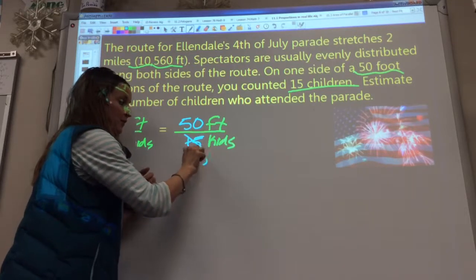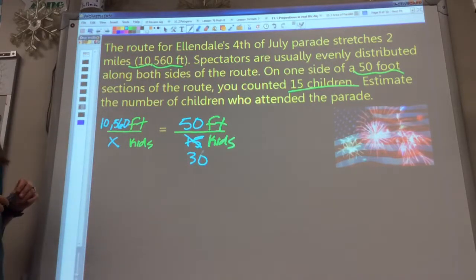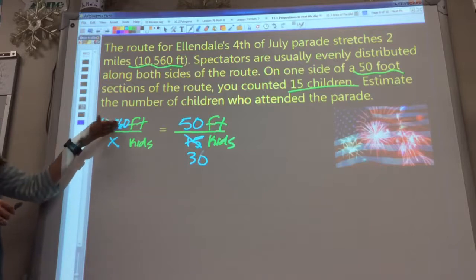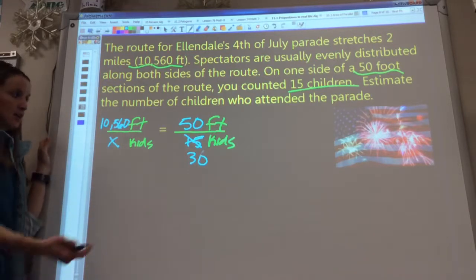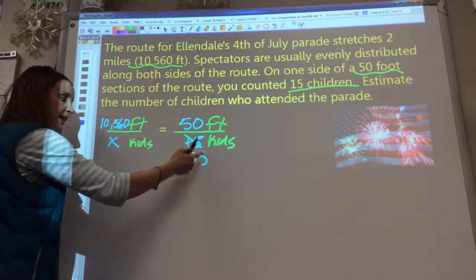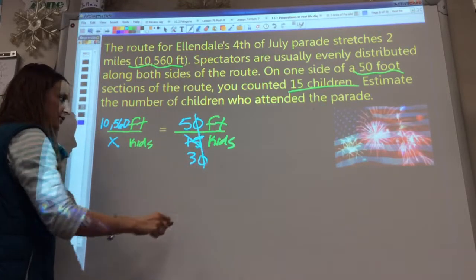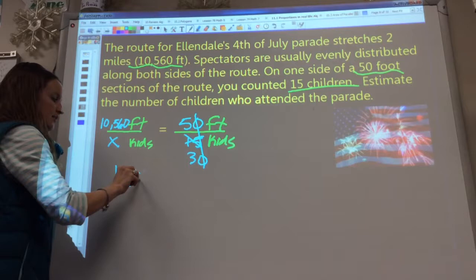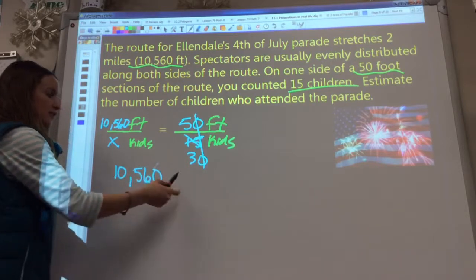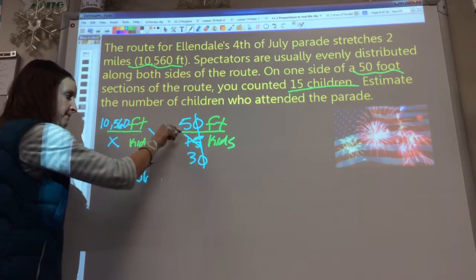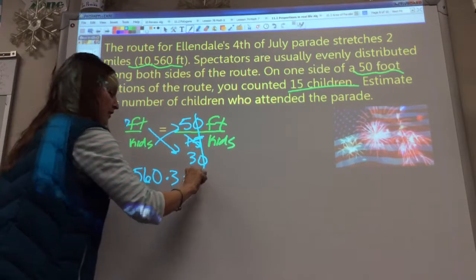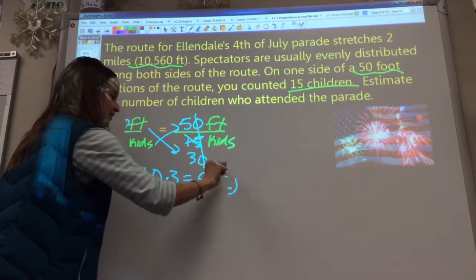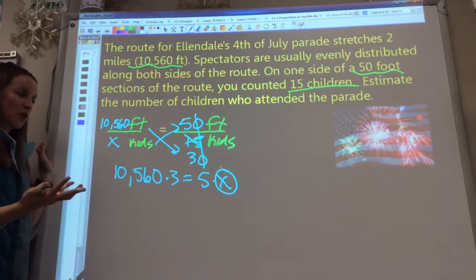So you might want to do that, because then it would tell us how many total. We don't have to do anything. Now watch this. We could cross multiply as before, but anytime you have a fraction you can reduce, I would reduce it. So you're going to have this, 10,560, if we cross multiply, times 3 equals 5 times x. X is just standing for the number of kids total.